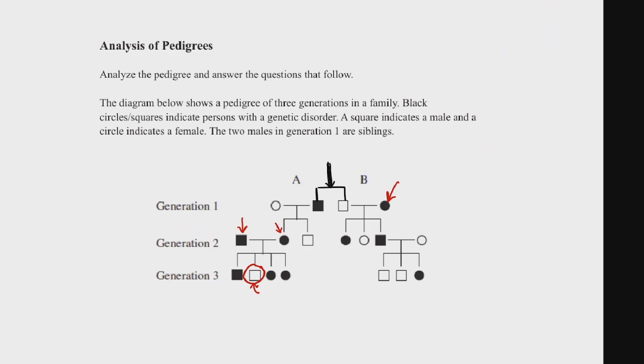you can only really determine whether somebody is a carrier or just homozygous based on their offspring, which is what I'm circling in generation 3. So because these two parents are affected, but one of their children is not, that means that they both have to be a carrier. Because if it's a dominant disease, and both parents are homozygous dominant, then all the children will have to come out affected.